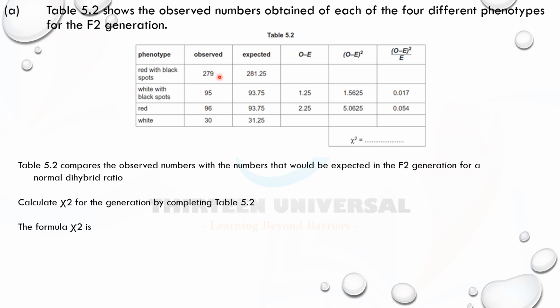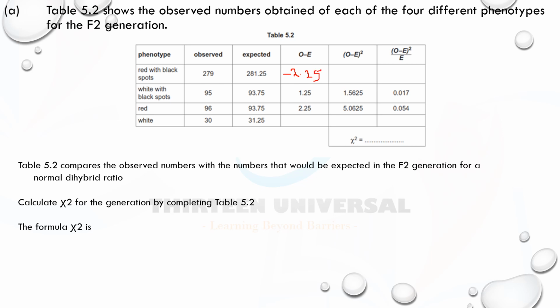So observed is 279. That is observed, because we're going to fill this, minus E. E is 281.25. Good. So that gives you minus 2.25. Okay, so that will be minus 2.25. So what are you going to do with that? You square it. So that's minus 2.25.